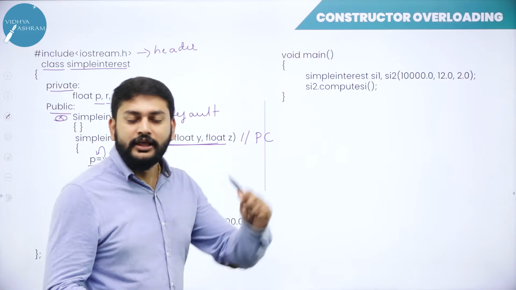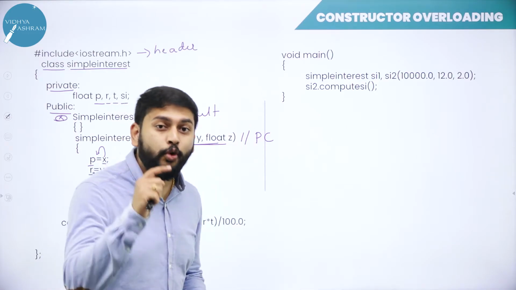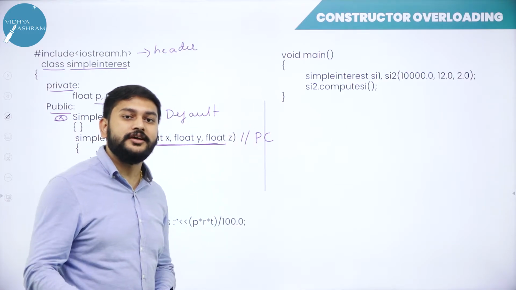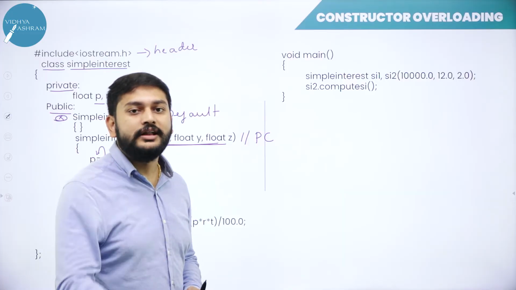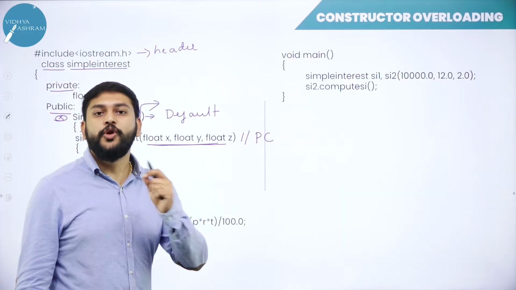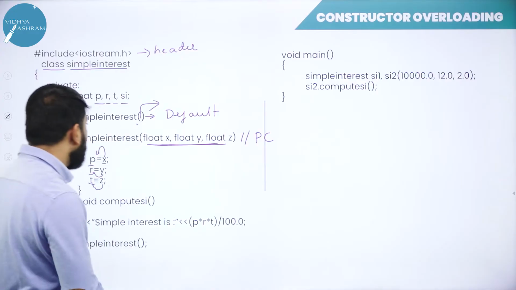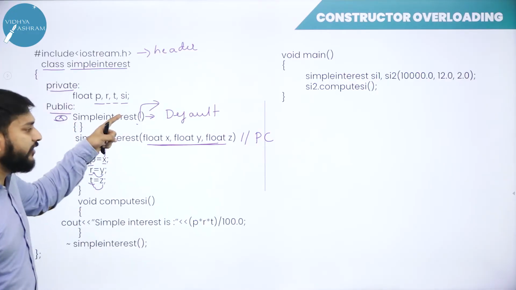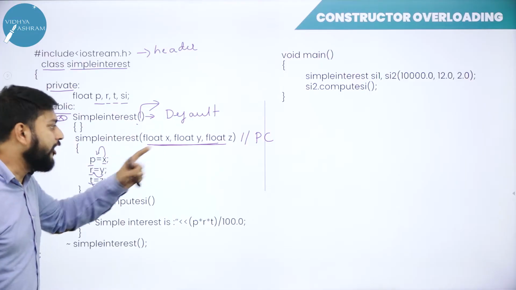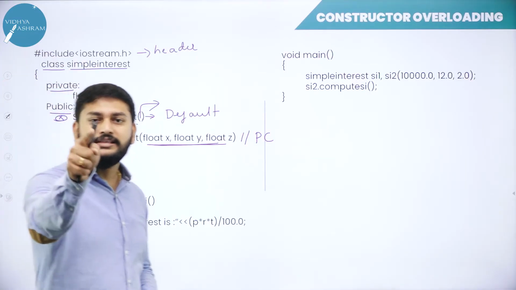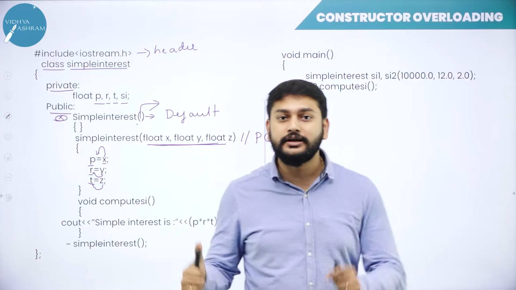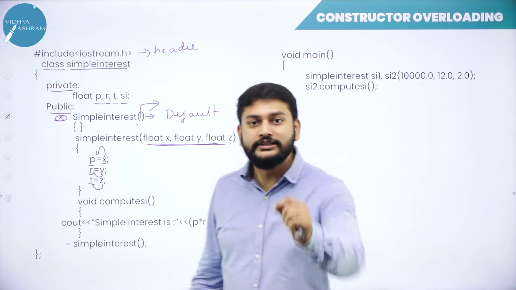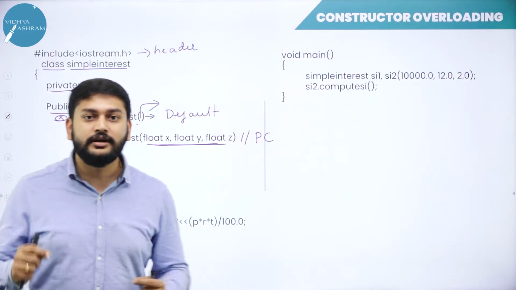I will repeat, if my class contains more than one type of constructor, then that concept I will call constructor overloading. So guys, can you identify how many types of constructor I have right now? Yes, more than one: I have the default constructor and I have the parameterized constructor. Guys, this is what I will call constructor overloading.